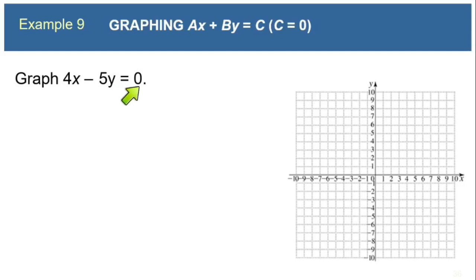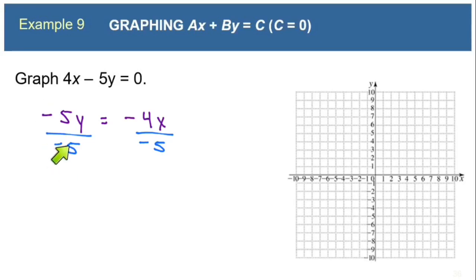So here you can see that we have 4x minus 5y equals 0. Because this is a standard form equation and the right side is 0, I already know that the y-intercept and the x-intercept both are going to be 0. So what I'm going to do is put this line in slope-intercept form. In other words, I'm going to isolate the y. So I'll start by moving the x term to the right side, and that will give us negative 5y equals negative 4x. And now I want to isolate the y, so I'll divide both sides by negative 5.